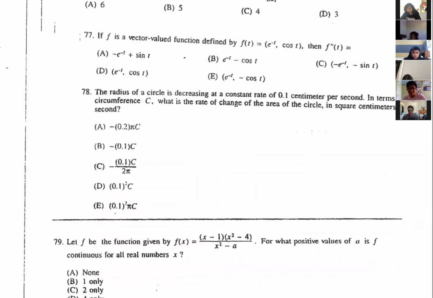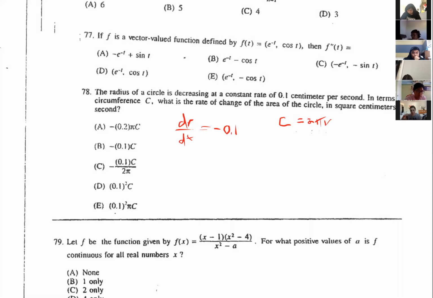so this one is kind of similar to one we did on Monday. So dr over dt equals, if it's at a constant rate of 0.1, that means negative 0.1 describes how the radius is changing. And then the circumference, what is the rate of change? So circumference is 2 pi r.